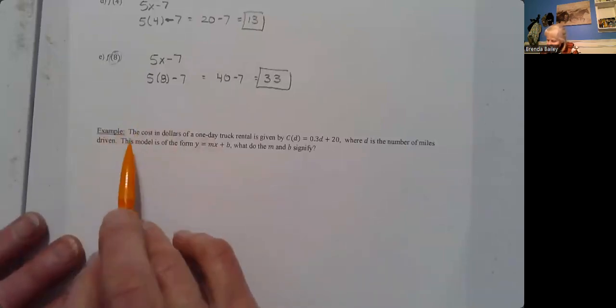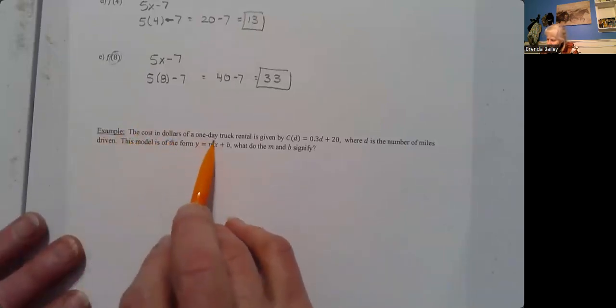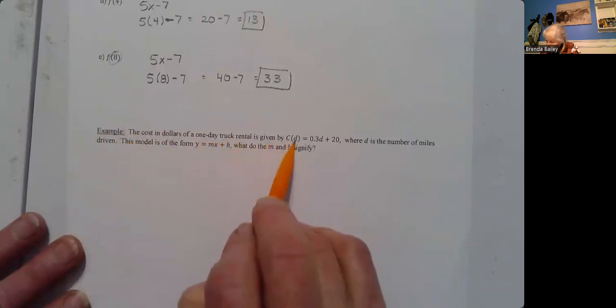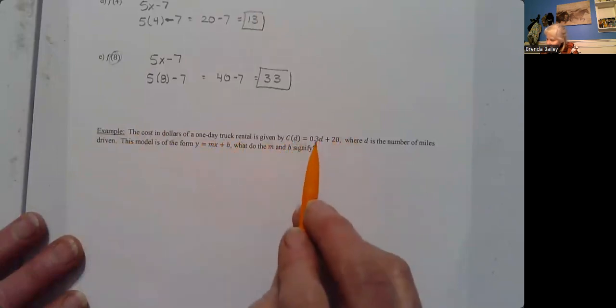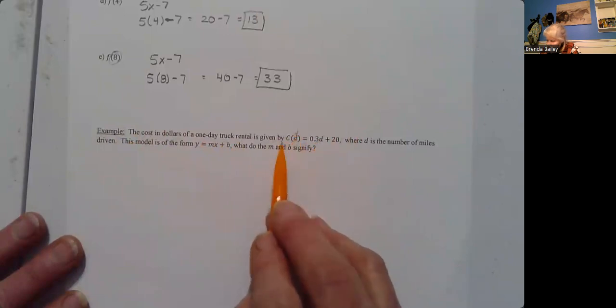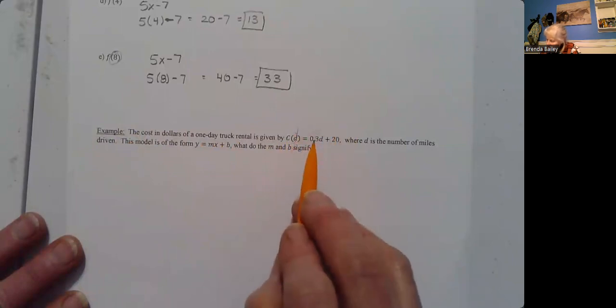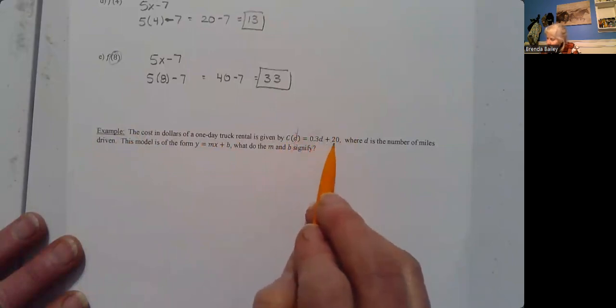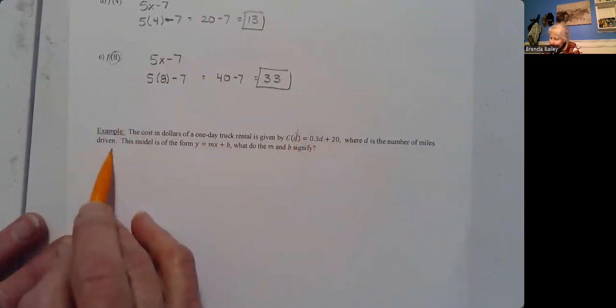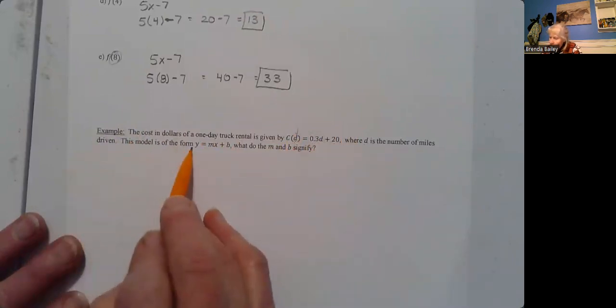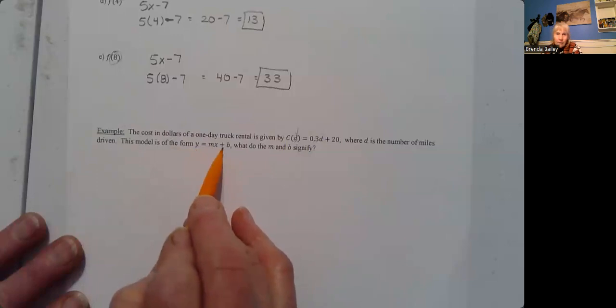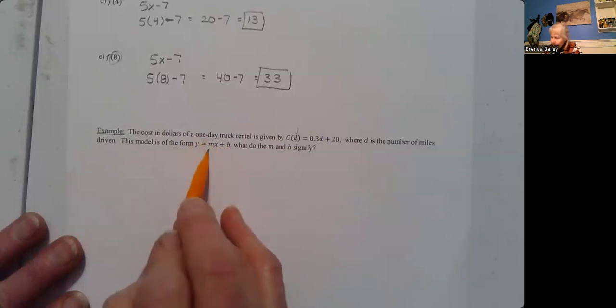Example, the cost in dollars of a one-day truck rental is given by C of D equals 0.3D plus 20. This just tells you it's a function. It's a cost function that tells you the cost of things. And D is the only variable we've got here, where D is the number of miles driven. This model is of the form y equals mx plus b. It's linear because it fits this model here.